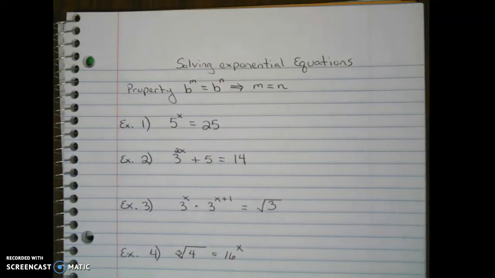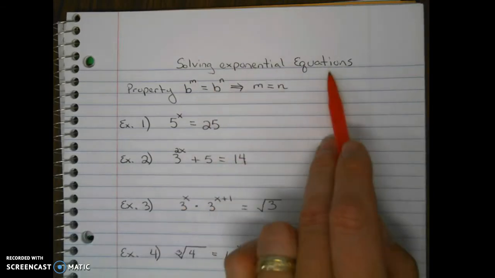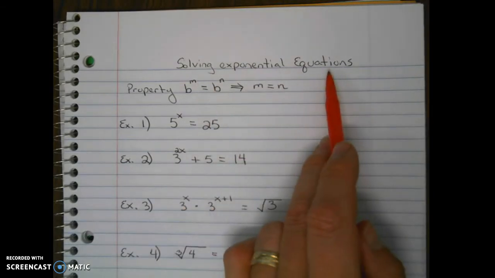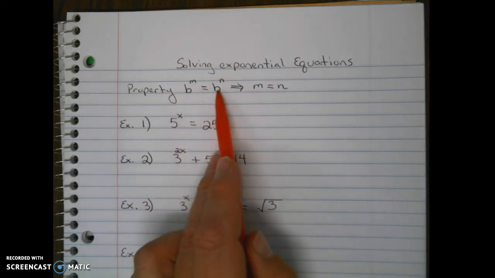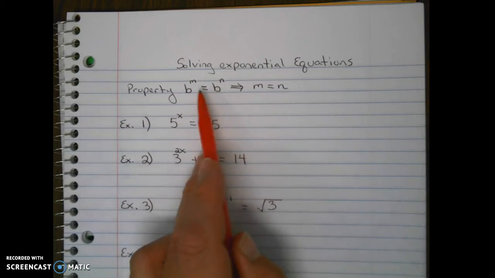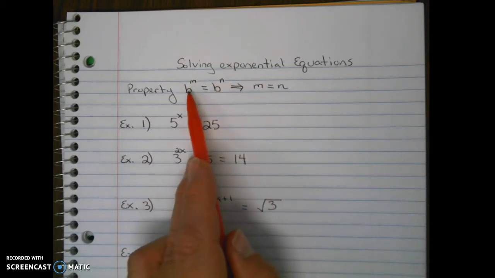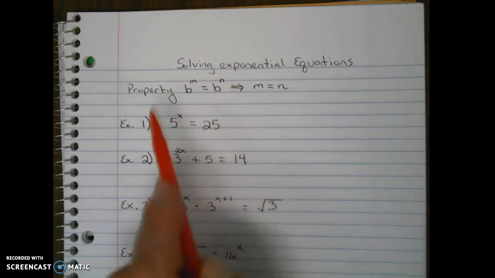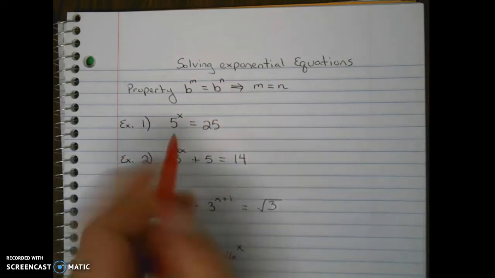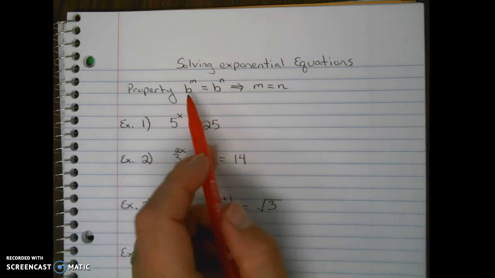Alright class, we're going to look at some more examples of solving exponential equations. So the main property that we're going to use in this case is to try to set the bases the same. Okay, the exponents don't need to be the same, but we want to make the bases the same. Sometimes we're able to do this, sometimes we're not. You have to look at the problem and discern if it's possible.